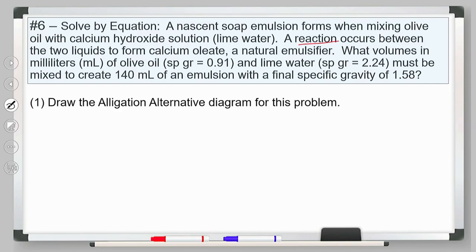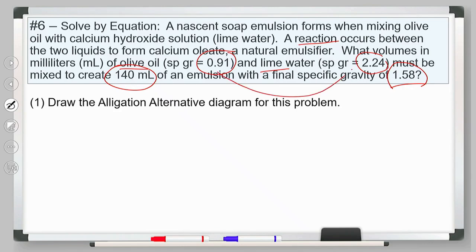All right, so this is the reaction I'm talking about. My question here is what volume in milliliters of the olive oil and the lime water? So I want two volumes. I want to know the volume of both ingredients that I need to mix together to get what? To get 140 milliliters. So there's my final quantity. My final total mixture will be a total of 140 mils of this emulsion. But what do I know about this emulsion? That it has a specific gravity of 1.58. That's the specific gravity of my final combination, and I'm going to get that by combining olive oil with a low specific gravity of 0.91 and lime water with a high specific gravity of 2.24.